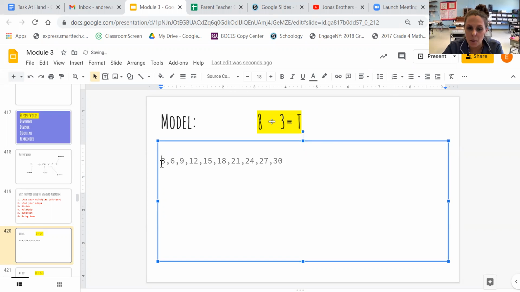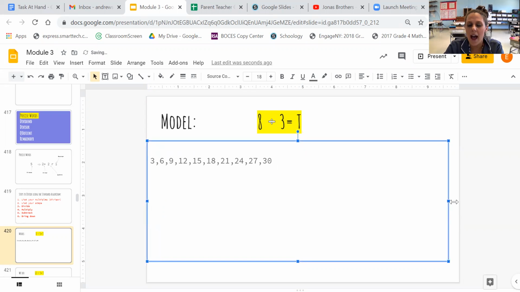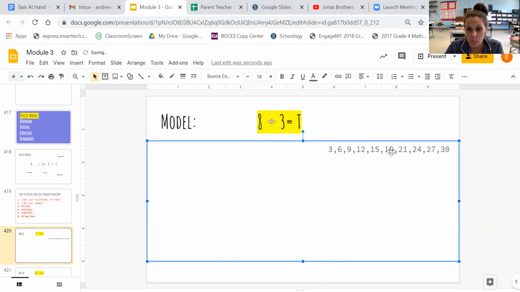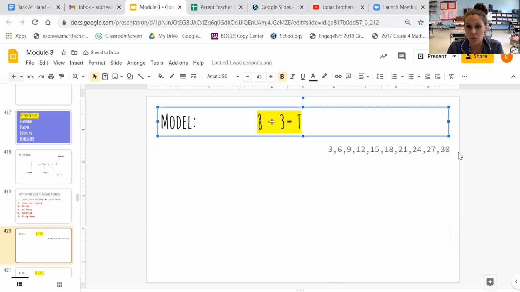Now that I have these multiples listed, it's almost like a cheat sheet for me. As I'm going to solve my division problem, this helps me. I'm going to refer back to it a lot and you'll see what I mean. All right, so I'm going to set up my problem. Watch how I do this.